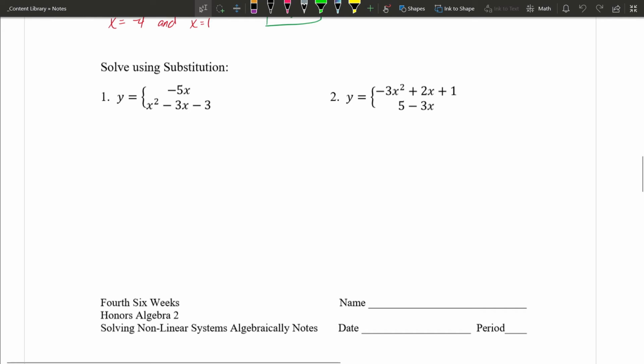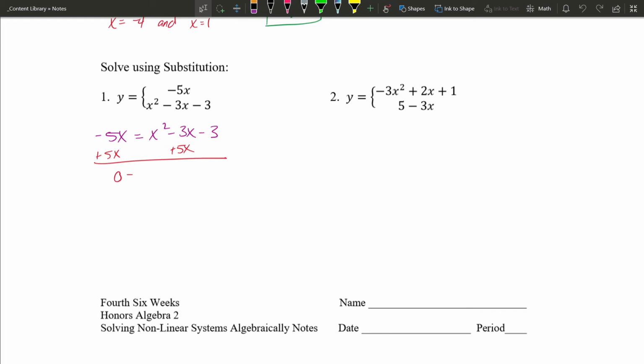All right, so let's solve these next ones. These are both y equals, so I'm going to do the same thing, just set them equal to each other. Negative 5x equals x squared minus 3x minus 3. I would say to add the 5x to both sides and get 0 equals x squared plus 2x minus 3.